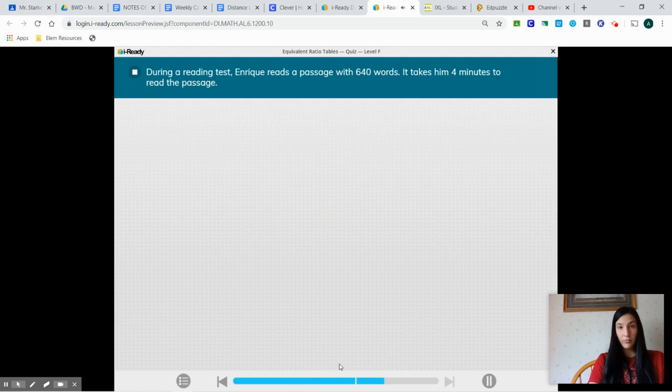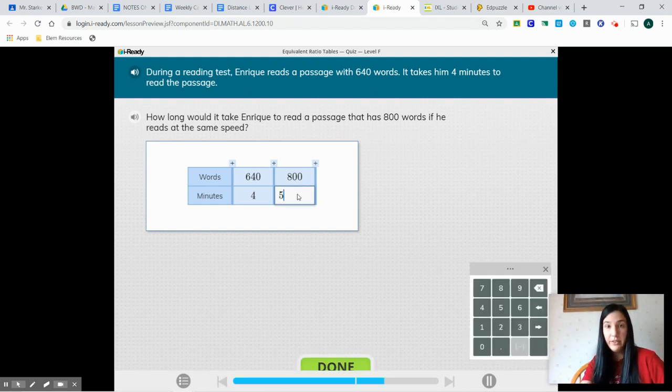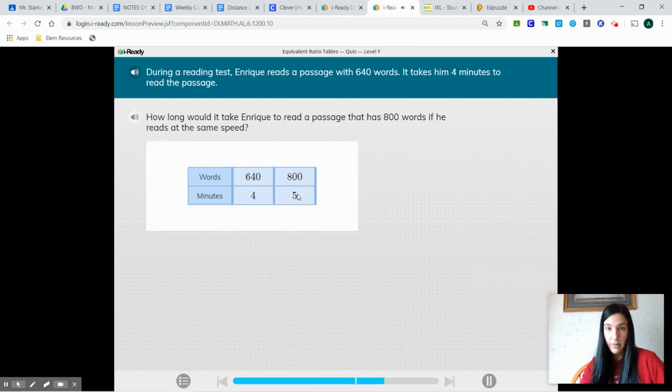During a reading test, Enrique reads a passage with 640 words. It takes him 4 minutes to read the passage. How long would it take Enrique to read a passage that has 800 words if he reads at the same speed? Okay, so we're going to simplify 640 divided by 4, which will give you 160. So we're going 160 words per minute. So now we want to do 800 divided by 160. So 800 divided by 160 is going to give us 5. So we're going to type a 5 in here and go on to the next box.